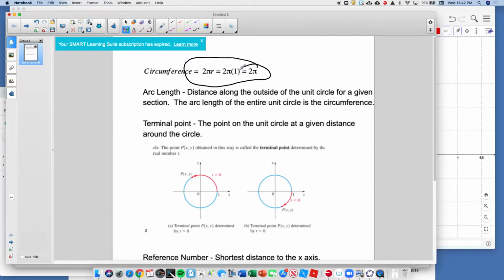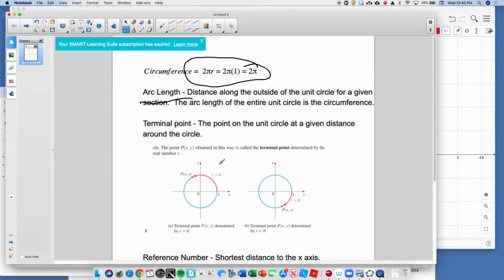And in the unit circle, the radius of the unit circle is 1, and so the circumference of the entire outside of the circle is 2 pi. And instead of thinking about an angle describing a portion of the circle, we talk about the arc length and how it describes a portion of the circle.